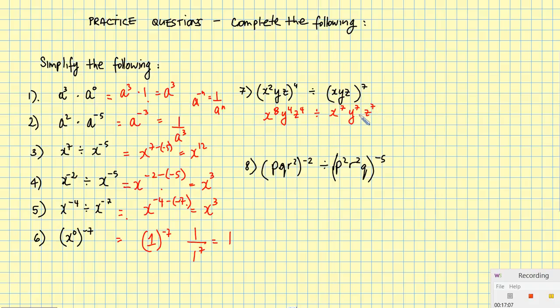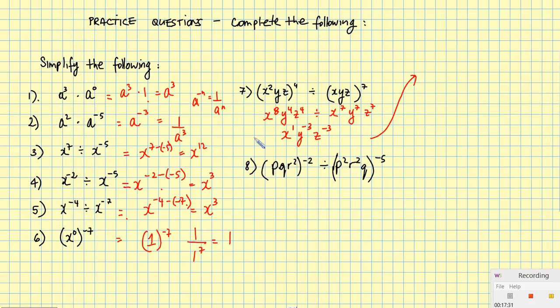So now I take my like bases, x to the 8th and x to the 7th, and I divide them. And in the division process, I subtract. So 8 minus 7 gives me x to the 1, or just x. y to the 4th divided by y to the 7th gives me y to the negative 3. z to the 4th divided by z to the 7th gives me z to the negative 3rd power as well.